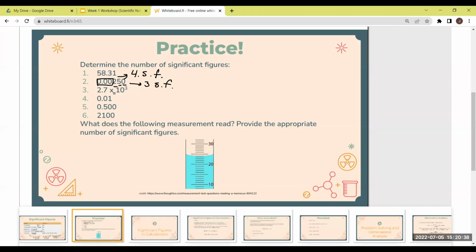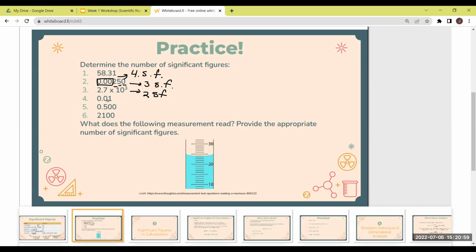2.7 times 10 to the 3. This is just going to be 2 significant figures because there are no zeros in this number, and every single digit is a non-zero digit. So there's going to be 2 significant figures.